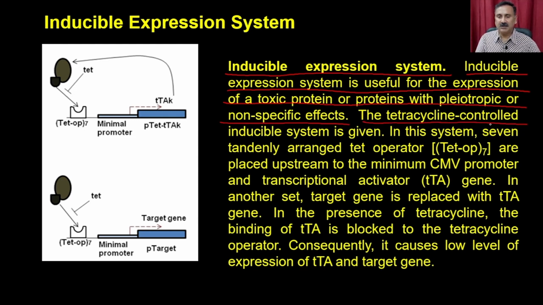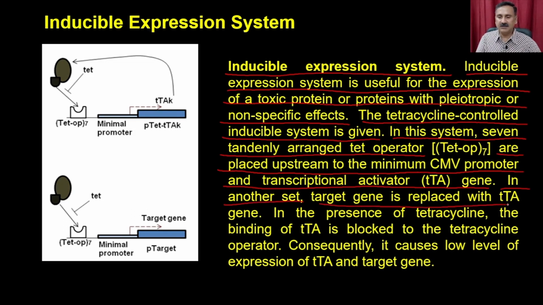The tetracycline controlled inducible system is given. In this system, 7 tandemly related TET operators are placed upstream to a minimal CMV promoter and the transcriptional activator gene. In another set, the target gene is replaced with a TTA gene. In the presence of tetracycline, the binding of TTA to the tetracycline operator is blocked. Consequently, it causes a low level of expression of TTA and the target gene.